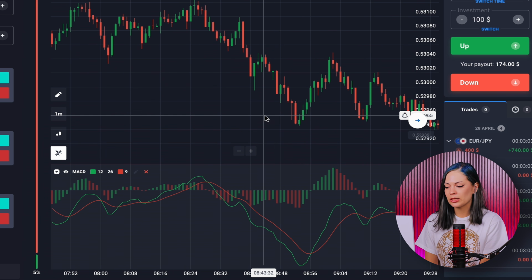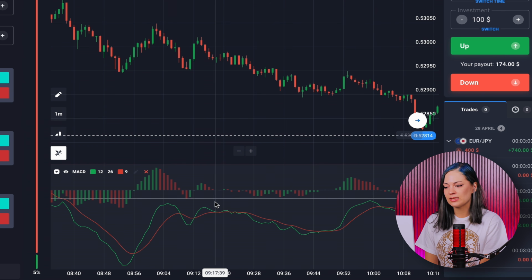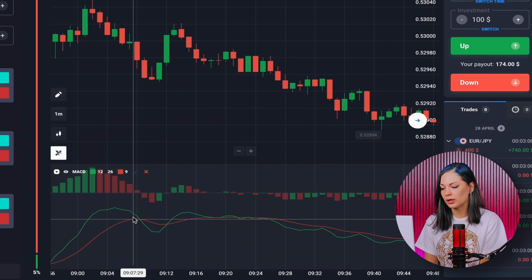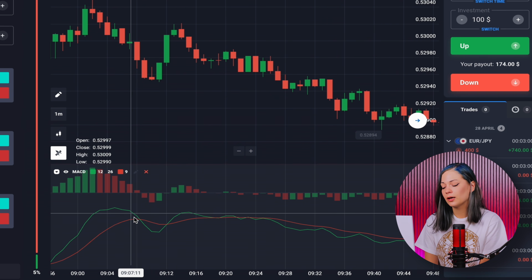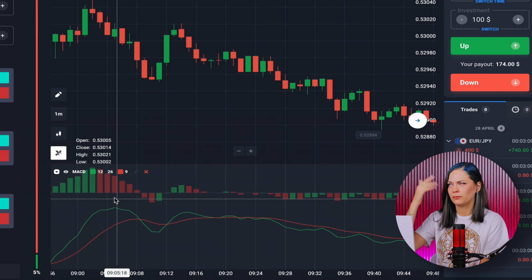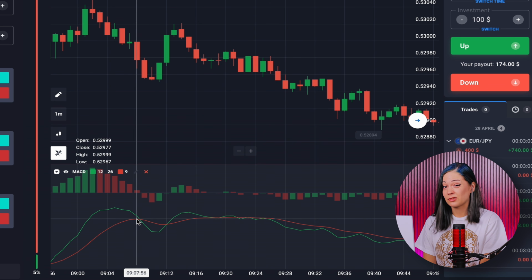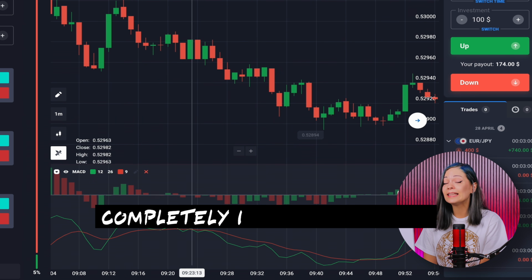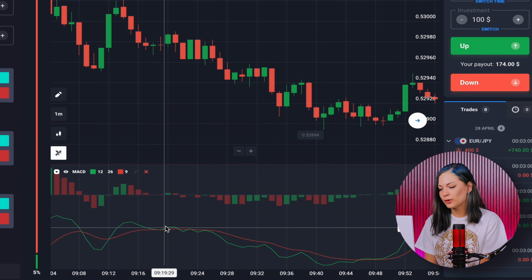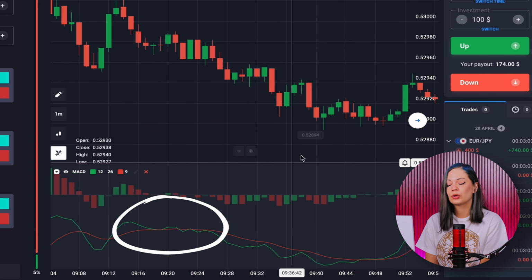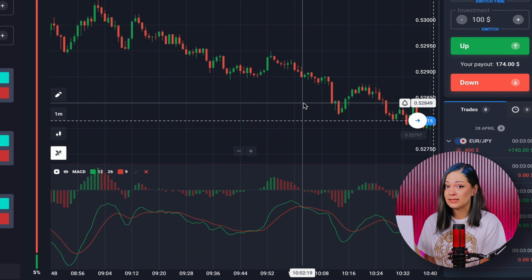And the logical question here now, what do we do if we see a signal for a downward trend? For example, right here we see on the chart the green one crosses the red one from up to bottom, but the histogram is completely different. Then you need to completely ignore the signal. And when we have noise like that, we also ignore signals from the MACD indicator.